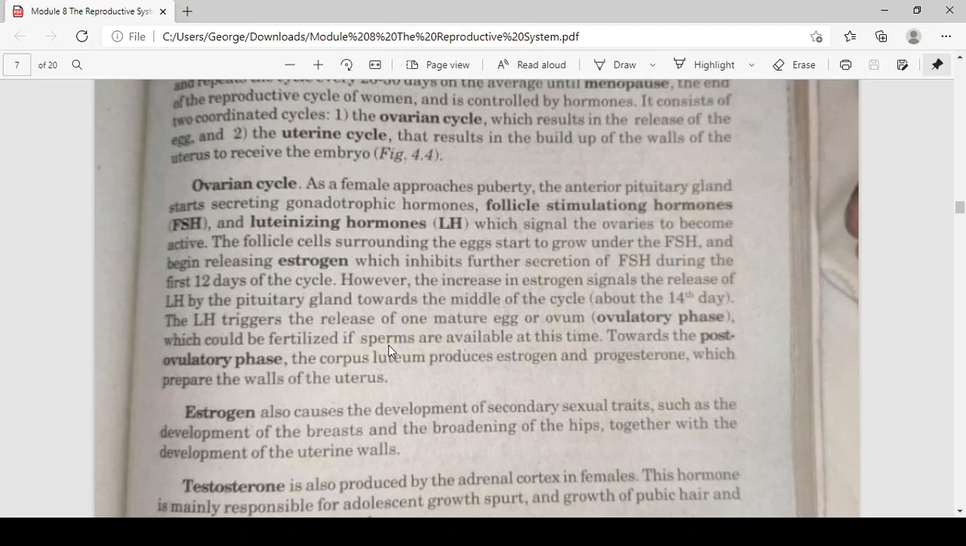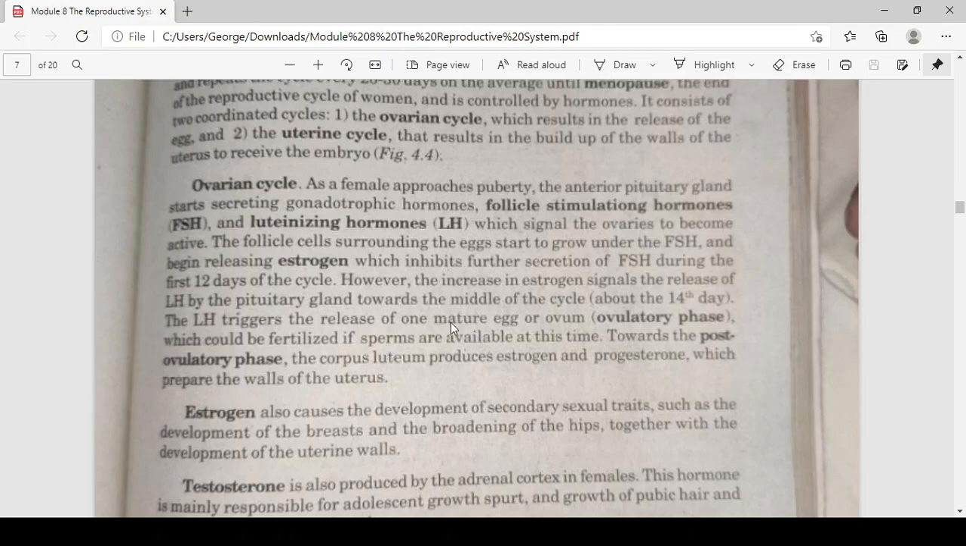However, the increase in estrogen signals the release of LH by your pituitary gland towards the middle of the cycle. The gland produces your luteinizing hormone, okay? About the 14th day of your cycle, the LH triggers the release of one mature egg or ovum in your ovulatory phase, which could be fertilized if sperms are available at this time.